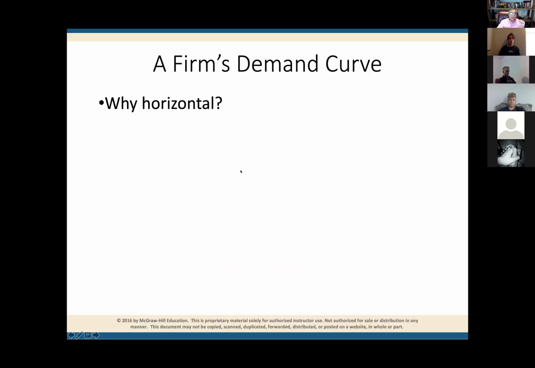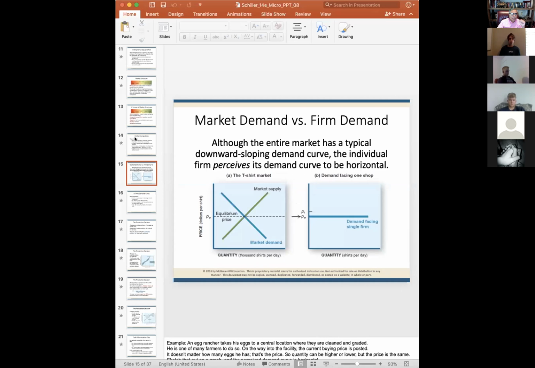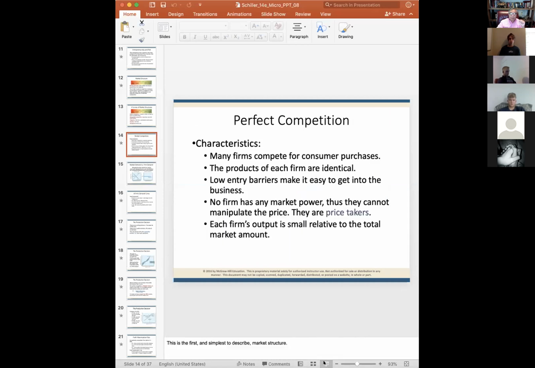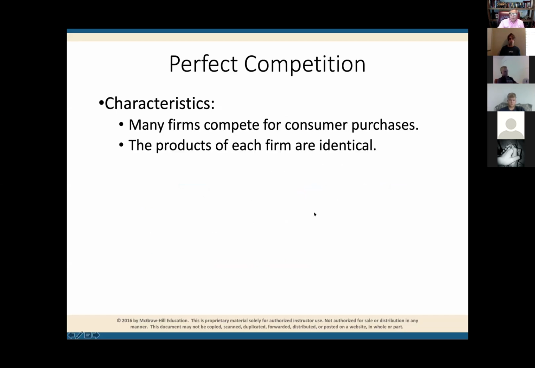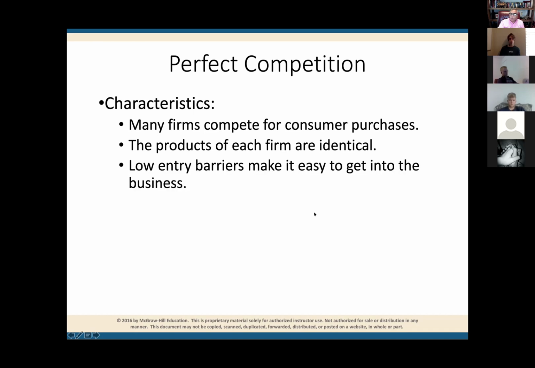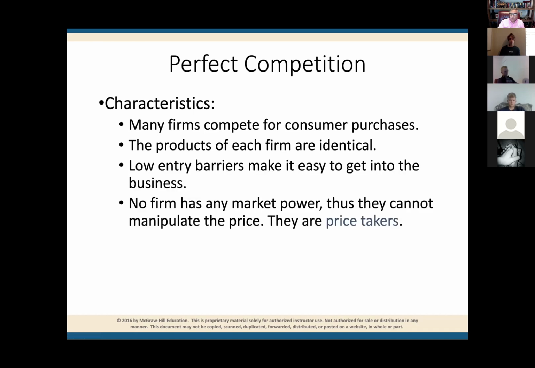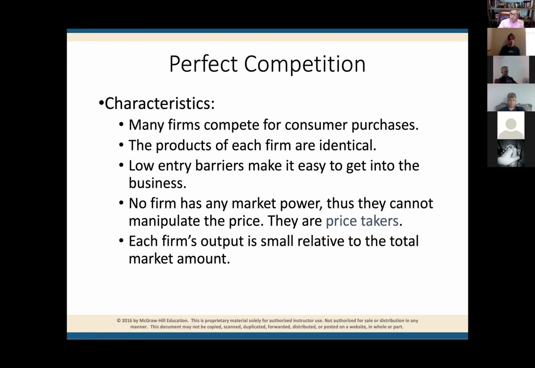So what do we know about perfect competitive companies? Uniqueness of perfect competition. Many companies, right? They all produce the same identical product. There are no barriers to entry. No company has market power. So as a result of this, all these companies become price takers. The amount of output that the company produces is very insignificant in relation to the market.